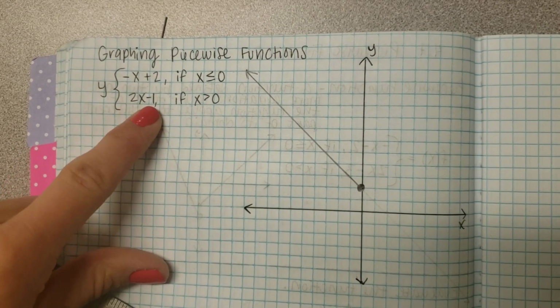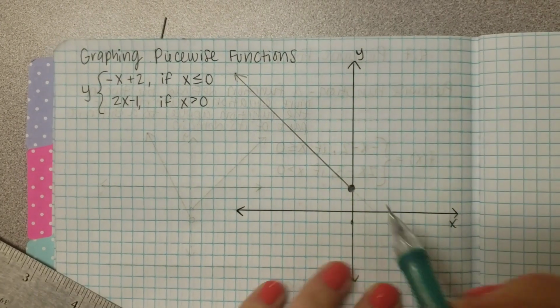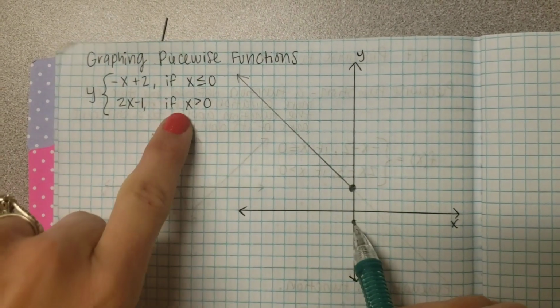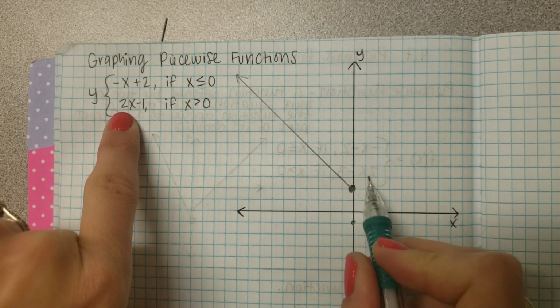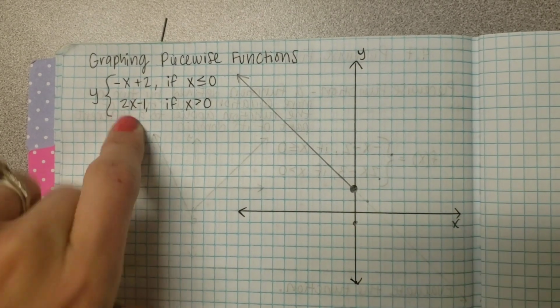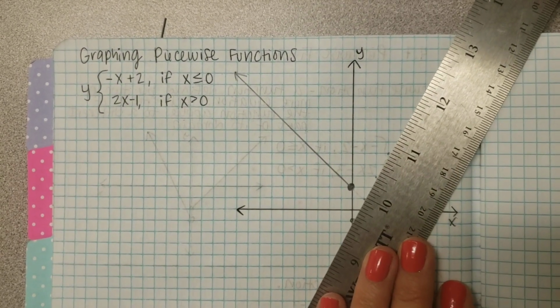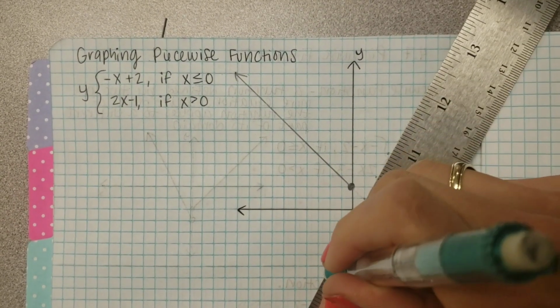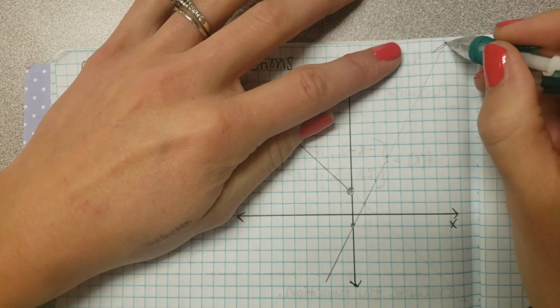y equals 2x minus 1. So I'm going to start off at -1. And from -1, I am going to go up 2 over 1 and draw a full line. You guys can kind of tell where we're going to stop. Usually when one starts, the next one stops. So there's my line.